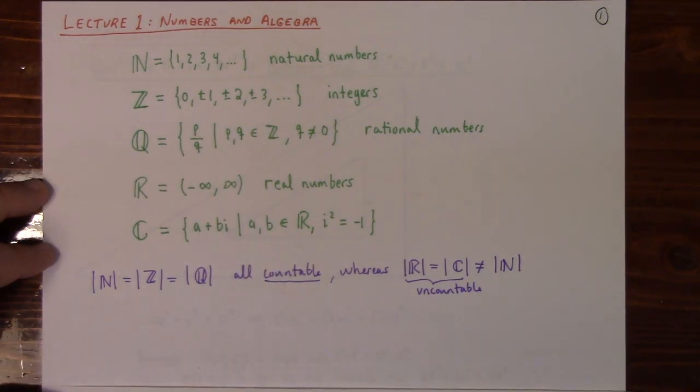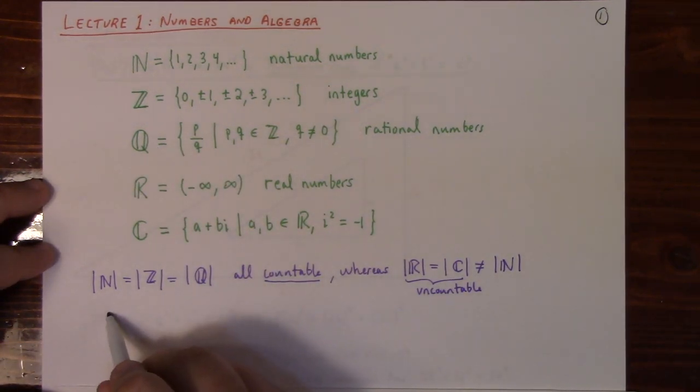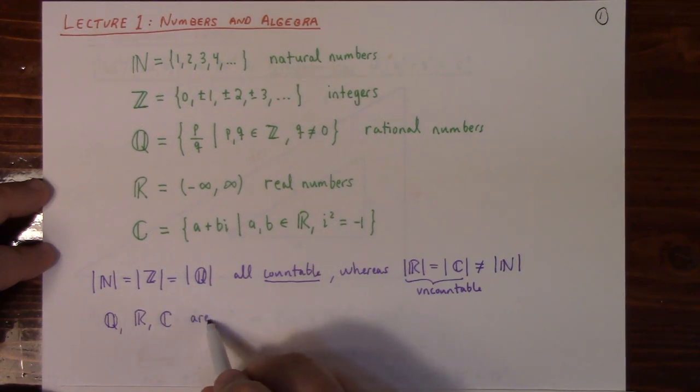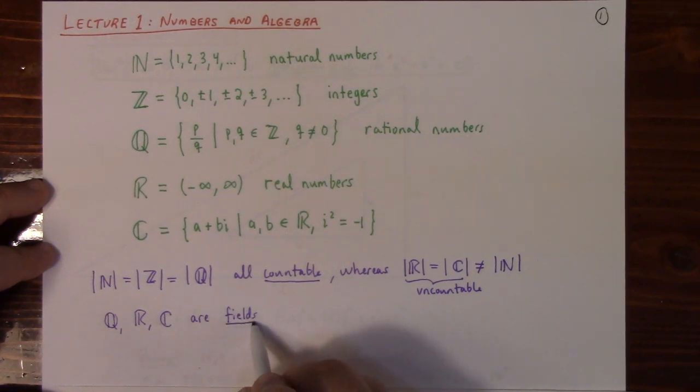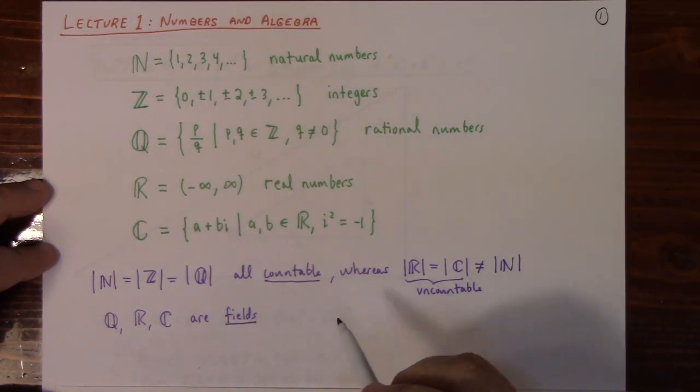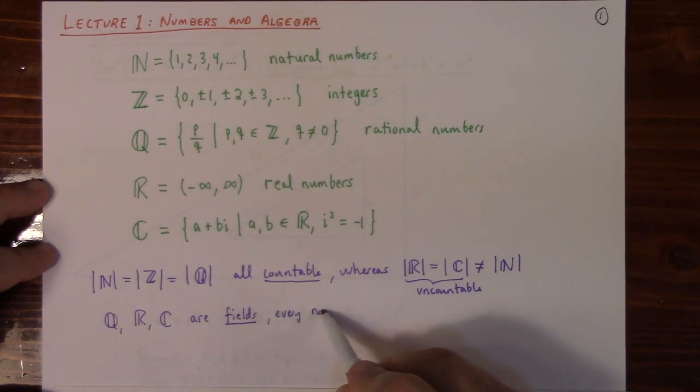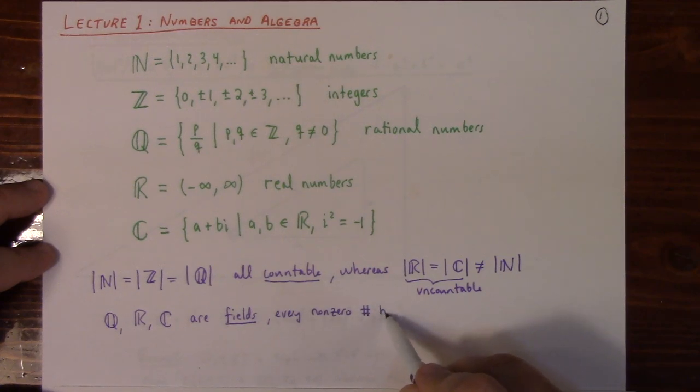All right. So Q, R, and C, these are fields, right? And that means that every non-zero number has a multiplicative inverse.